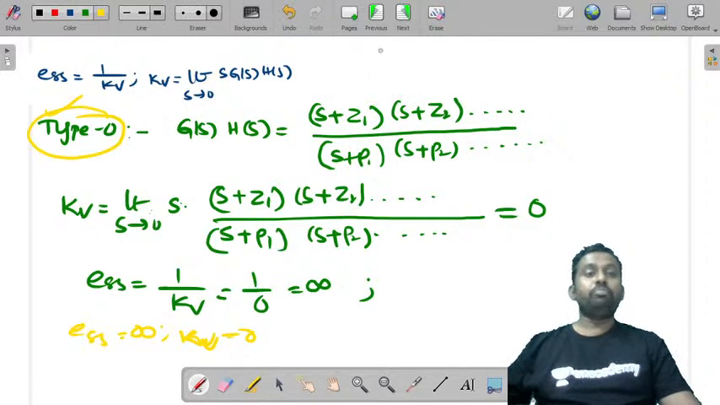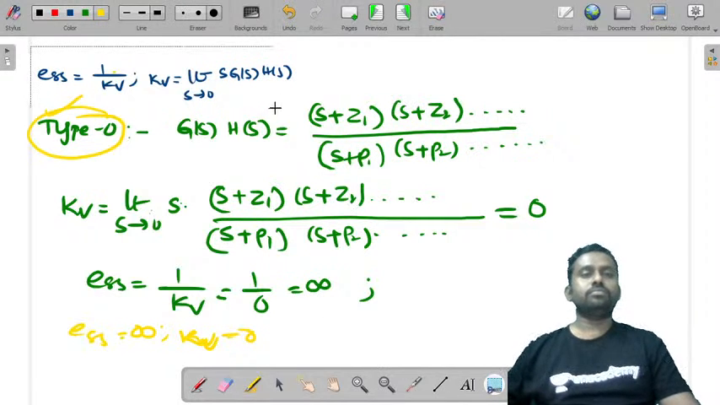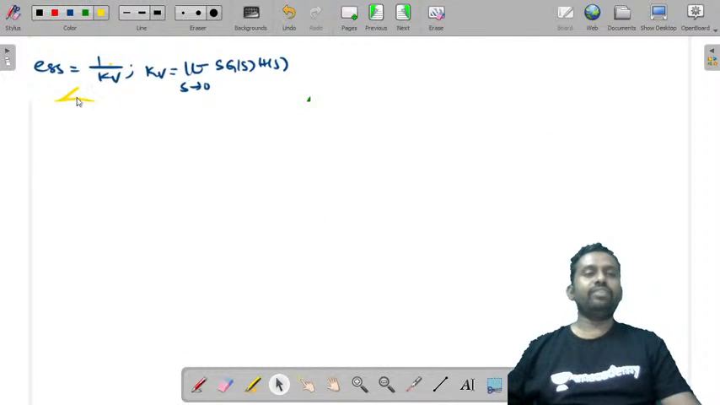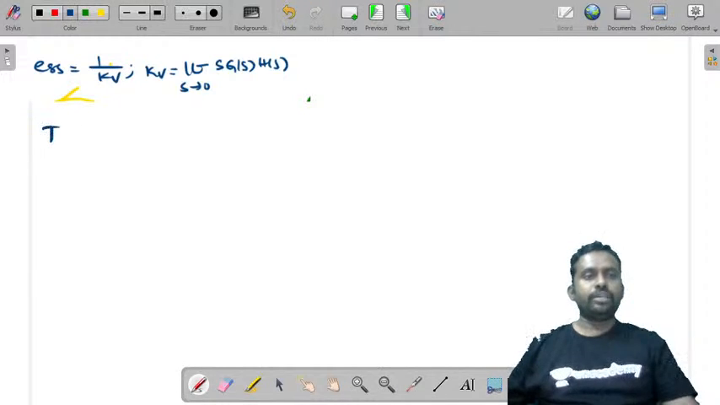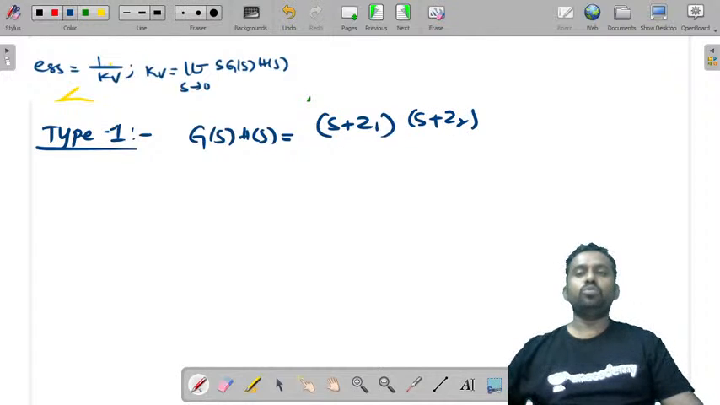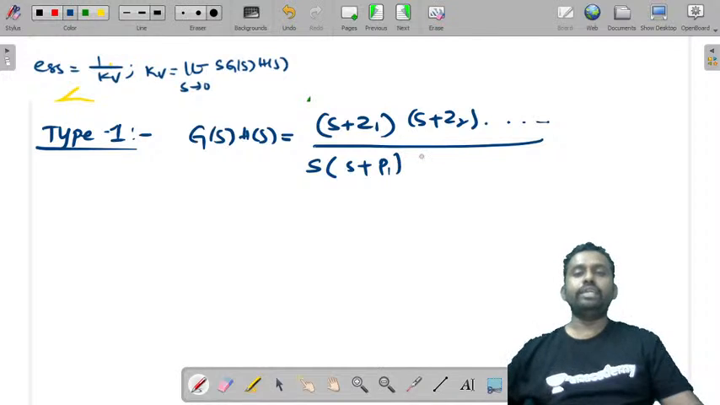Now let us consider a type 1 system with ramp input. So this was the steady state error and kv value for ramp input. Sorry, type 1 system. If we take a type 1 system, what is g of s into h of s there? It is s plus z1 into s plus z2 and so on, by s into s plus p1 into s plus p2 and so on.